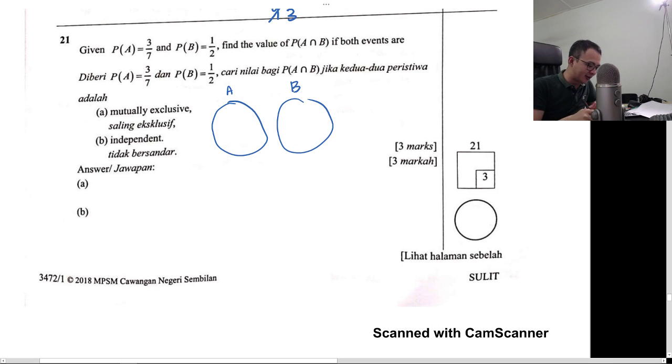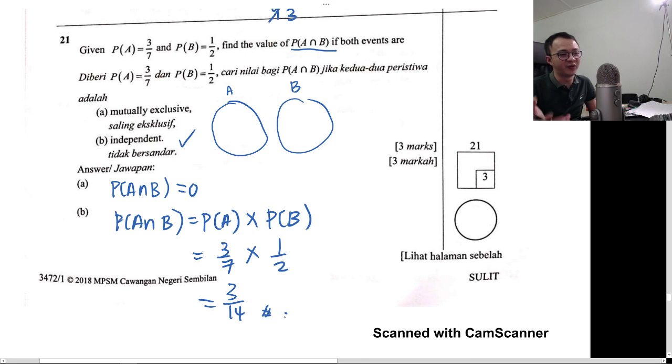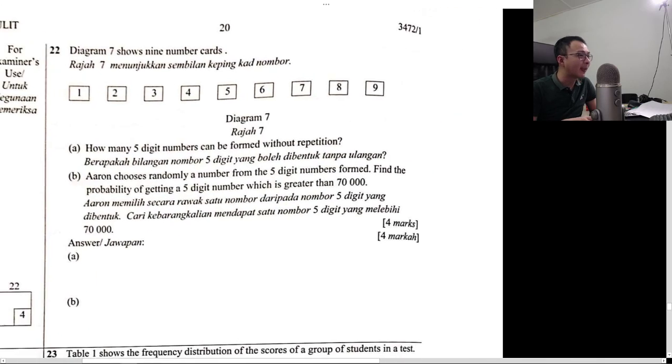Alright, but over here, for exclusive I can draw the diagram to show you. Exclusive means they don't intersect each other. So the question asks you to find the probability of A intersect B. It's just 0 because they don't intersect each other. For independent, there is a formula: A intersect B is just probability A multiplied by probability B. So this one is just 3 over 7 multiplied by 1 over 2, so it's 3 over 40. Okay, this is how we get both of the answers. This is probability. So I move on to 22 here.